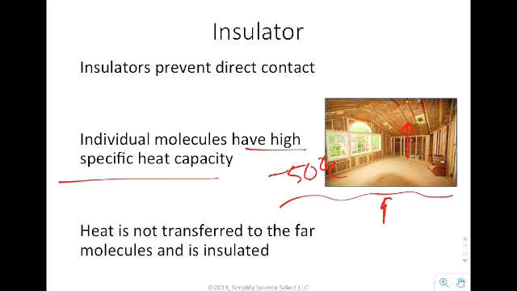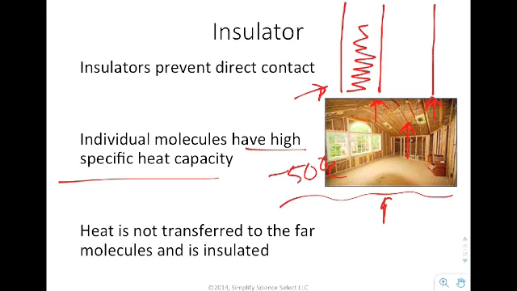The other way that insulators work is by not allowing the transfer of molecules. For example, new windows are double and triple pane. They have glass, and in between the layers of glass, they have gases that are very, very low pressure gases. And what that means is there are very few molecules in here.